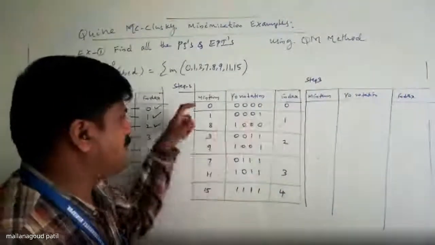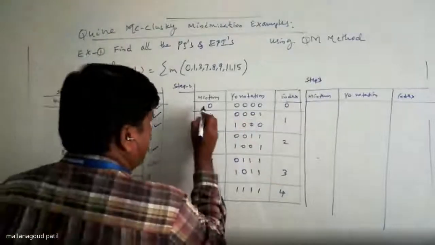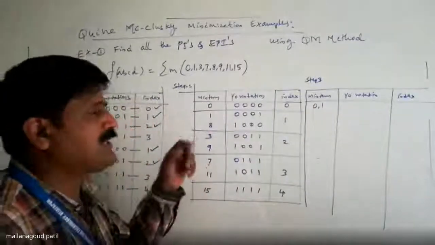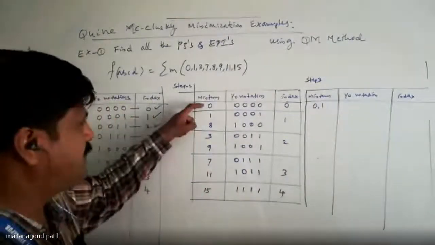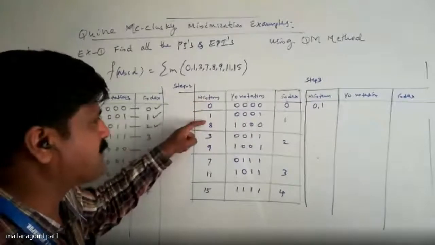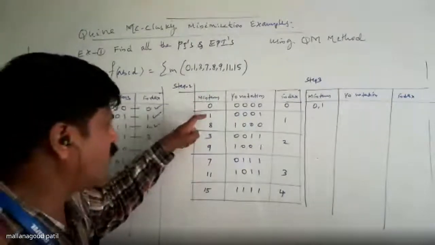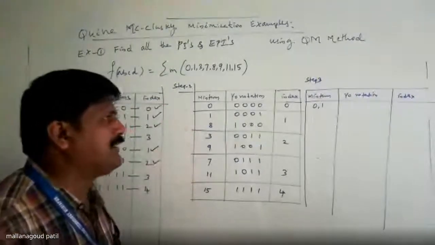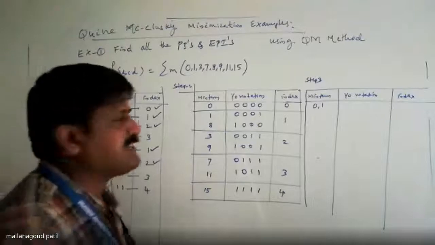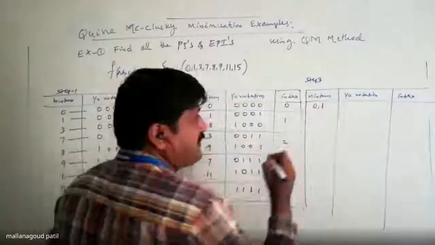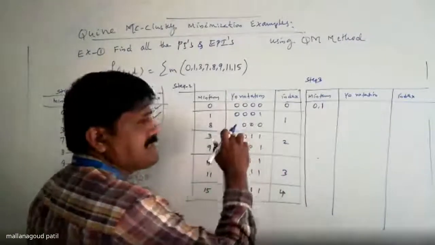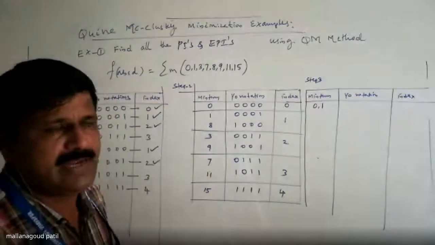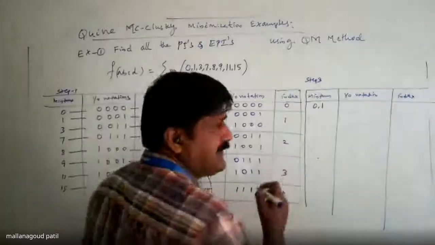Index 0, index 1. Comparing 0 and 1, I can write 0, comma 1. Are both logically adjacent or not? Compare index 0 to index 1: all minterms, 0 to 1, 0 to 8. You have to compare. 0, comma 1: logically adjacent or not? Yes, because 3 bits are the same. First bit, second bit, third bit are the same. Only one bit differs, that is the last bit. Then this is logically adjacent.